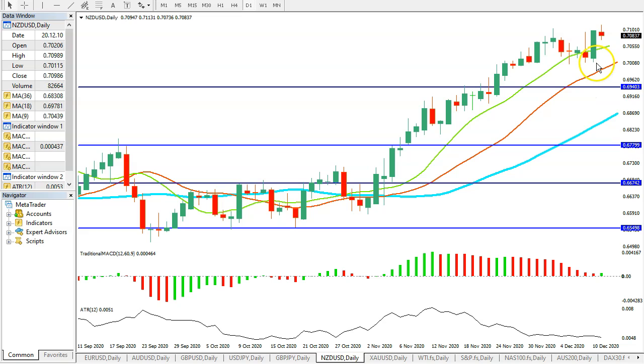At this time we'll be looking for long setups if the price retraces back to a previous support level.